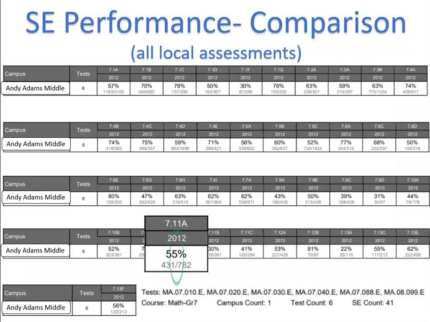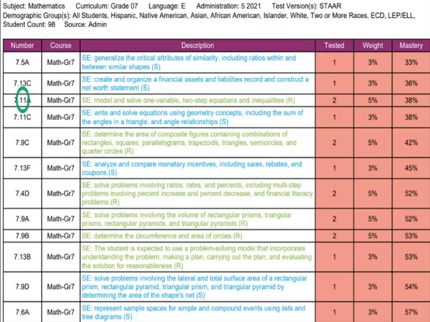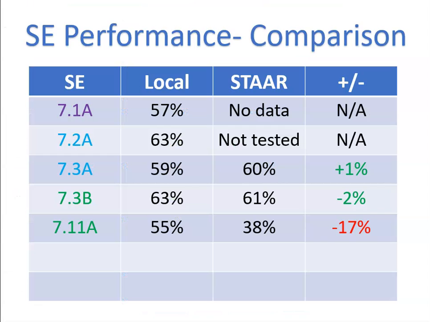Let's find 2 examples where the numbers aren't aligned. SE 7.11a is a readiness SE, and students had a 55% success rate with this SE. Unfortunately, these same students didn't do as well on the STAAR test. Only 38% were successful, a 17% difference, well outside of the 10% rule. This indicates that questions on this particular SE were easier throughout the school year than what students saw on STAAR. Going into next year, we would need to select more challenging questions to better match the rigor of the STAAR test.